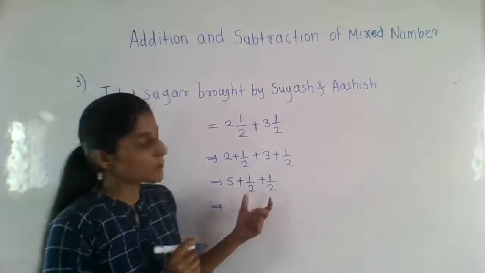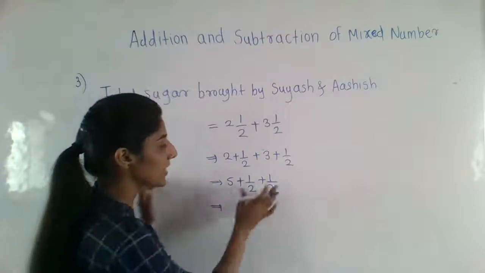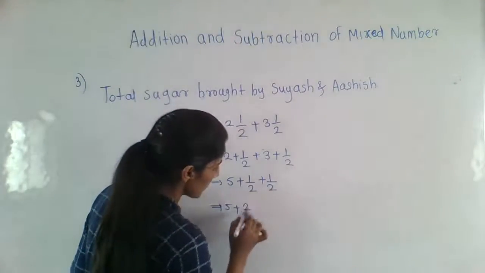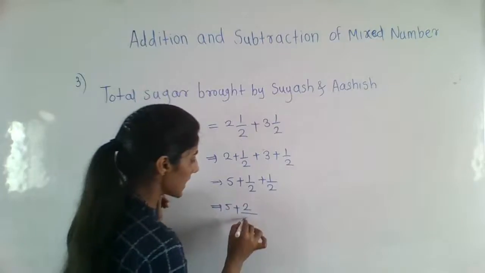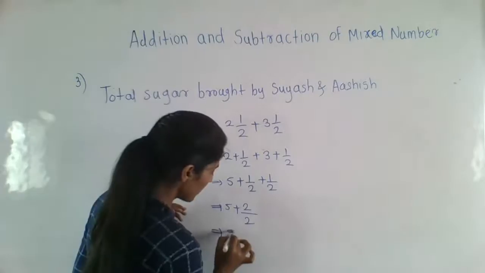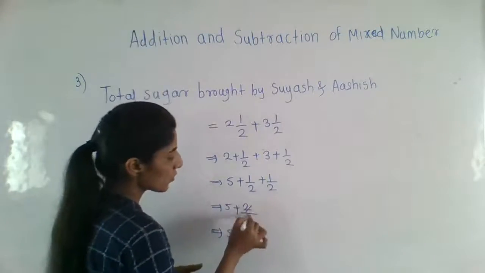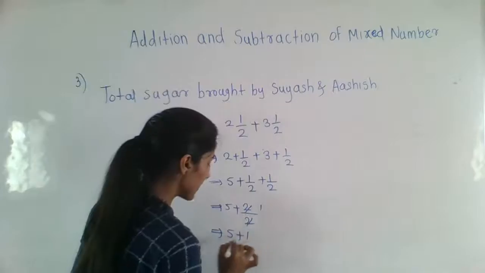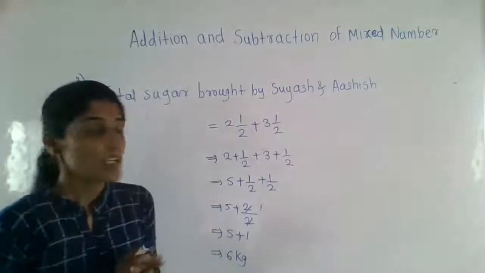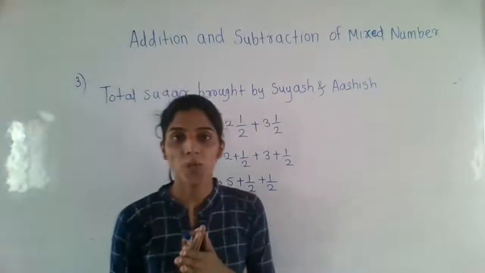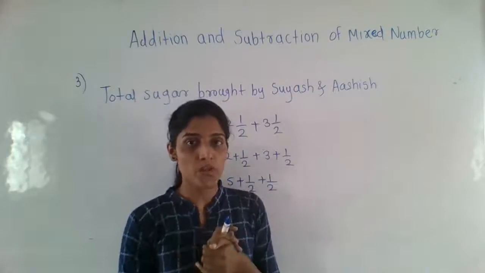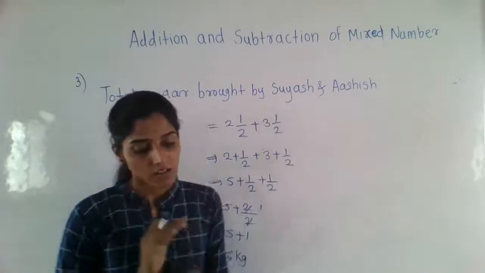Now you can see here both the fractions have the same denominator, therefore add directly: 5 plus 1 plus 1 over 2, taking the denominator common, that is 2. Okay, so see here 5 plus, simplify this, 2 ones are 2, therefore we get 1, 5 plus 1 is 6 kg sugar. Together they brought 6 kg sugar. And the cost of 1 kg sugar is 32 rupees.